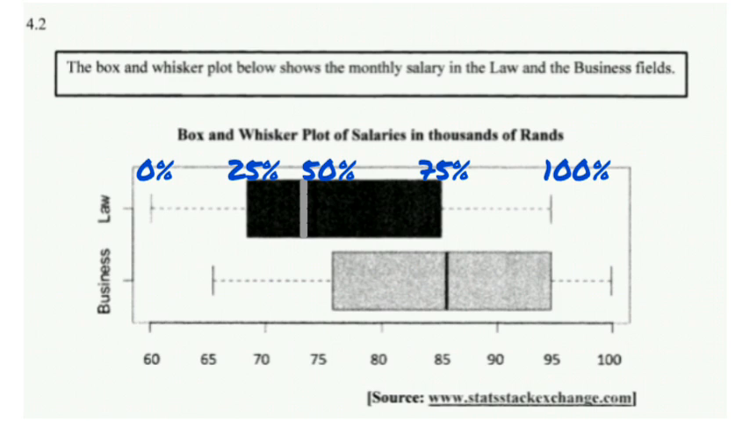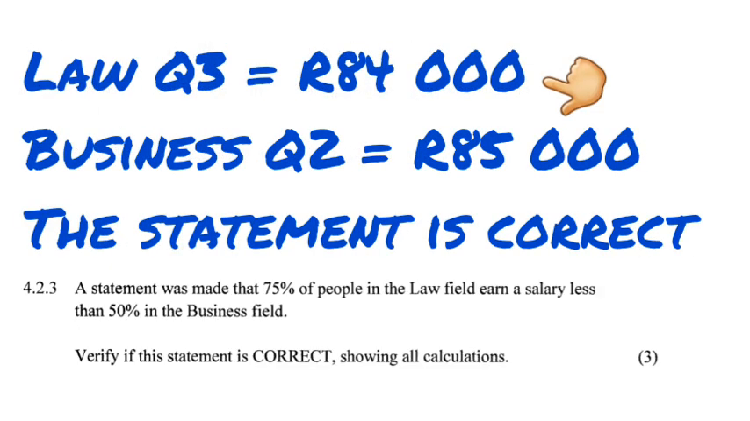So basically they are saying that Q3 of law is less than Q2 of business, and you can see there that it is actually true. Q3 of law is actually at 84,000. It is a little below 85, whereas Q2 of business is right on 85,000, and therefore the statement is correct.